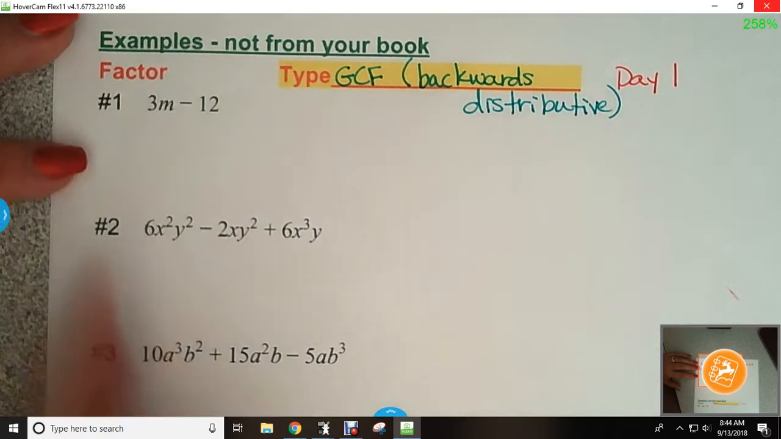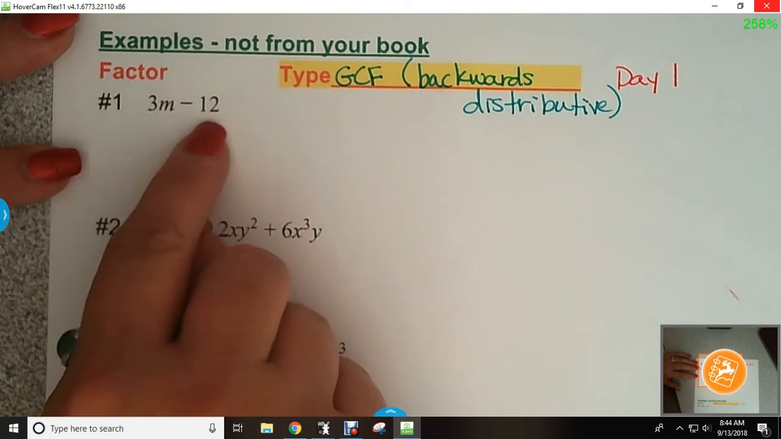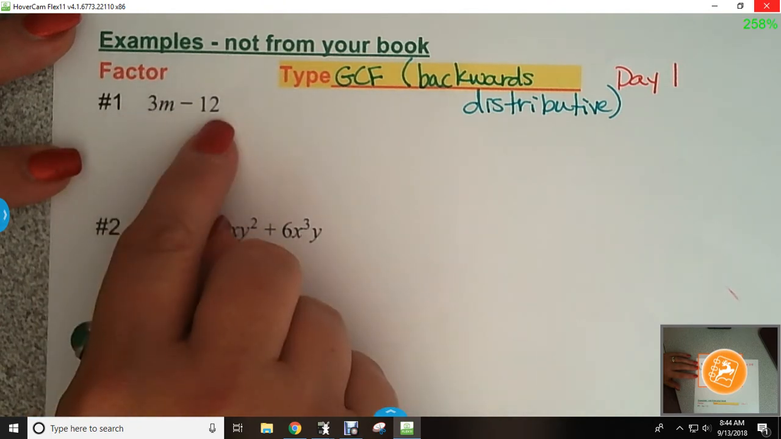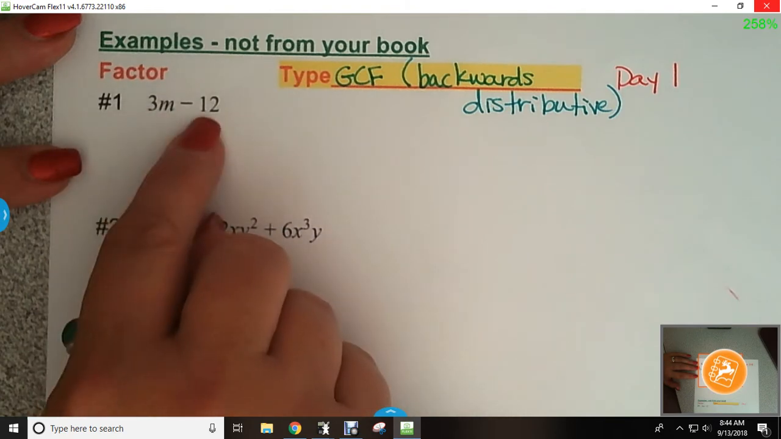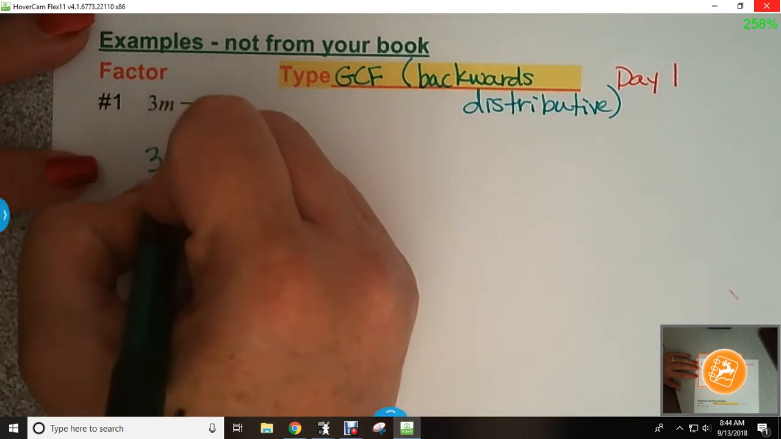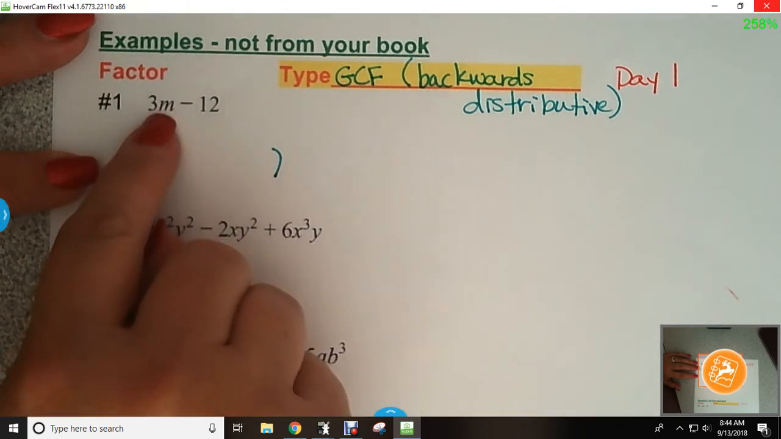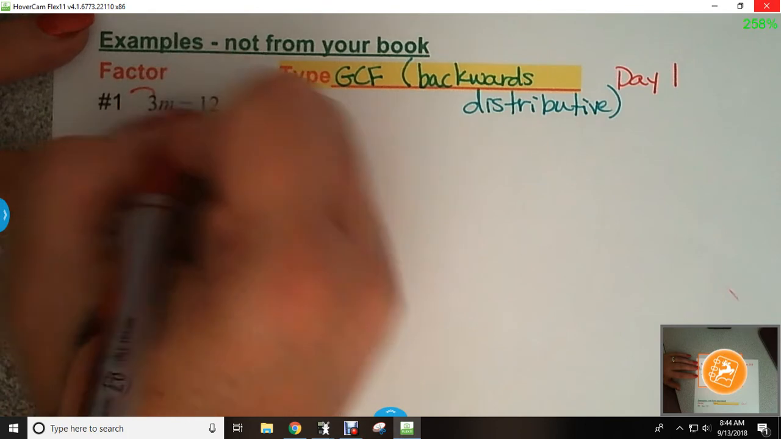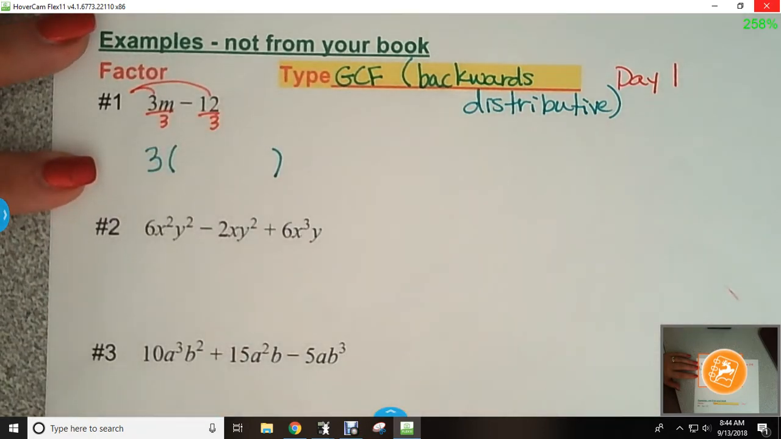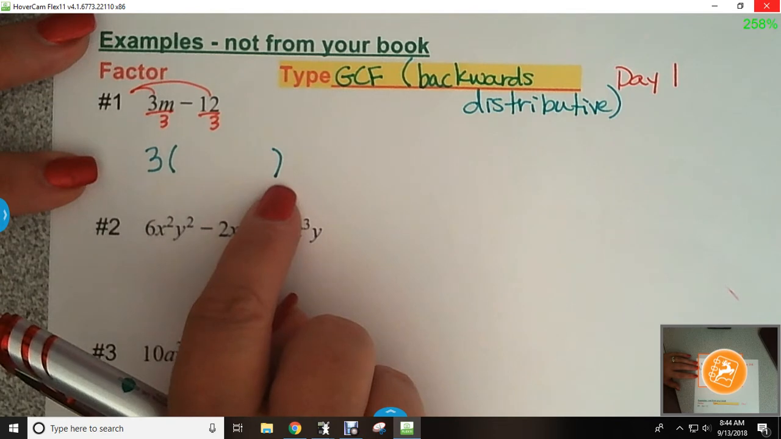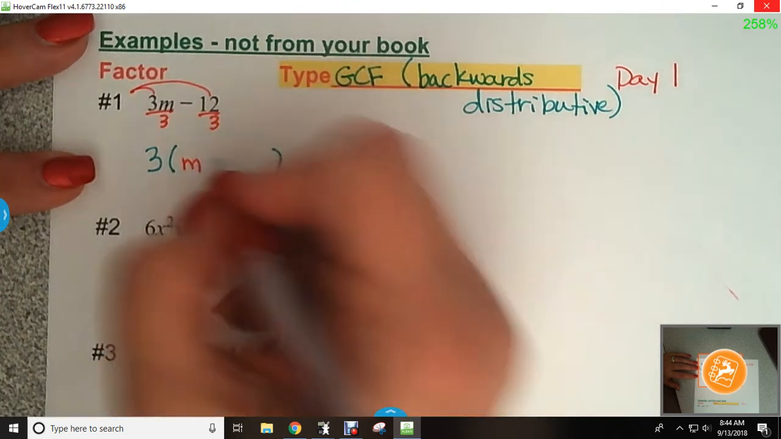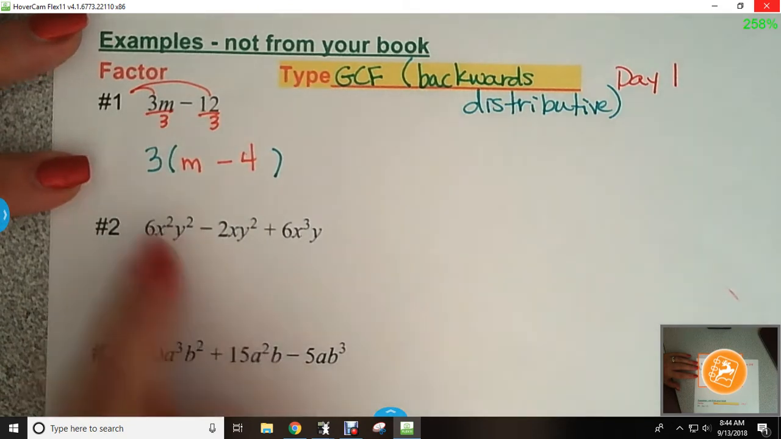Okay, so what I want to do here for problem number 1 is I want to look at my numbers. Since there's only a variable in one term, it's not common to both. I'm going to look at the numbers. What can I divide both of those numbers by? I can divide them both by 3. So what I'm going to do is I'm going to put 3 in front of my parentheses, and I'm going to undistribute the 3. Basically I'm going to take and pull the 3 out. Basically all I'm doing is dividing both of those terms by 3 to figure out what goes in here. So when I take my first term and divide it by 3, I'm left with m. The second term, 12 divided by 3, gives me 4. This is your factored answer.